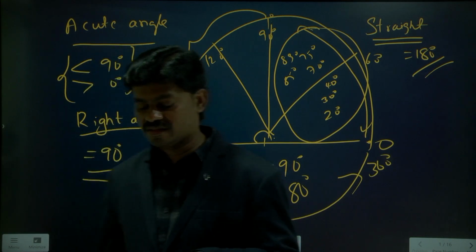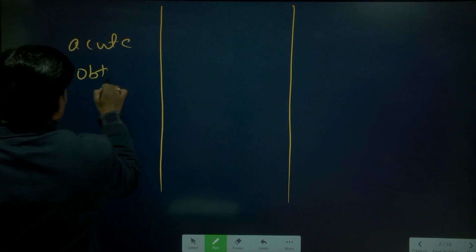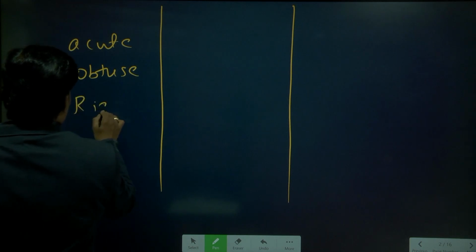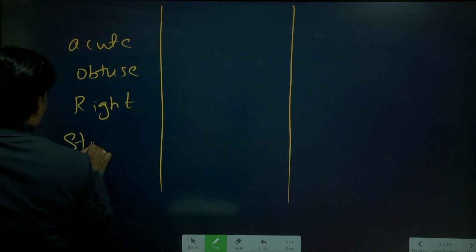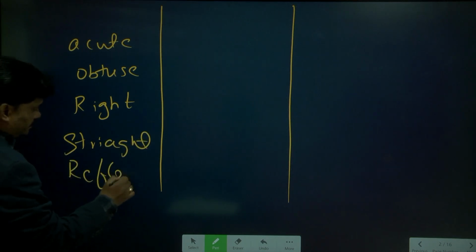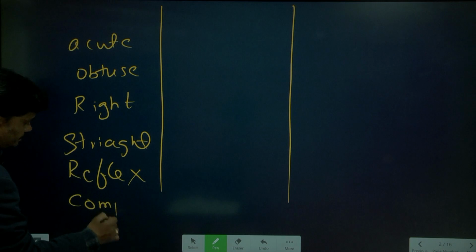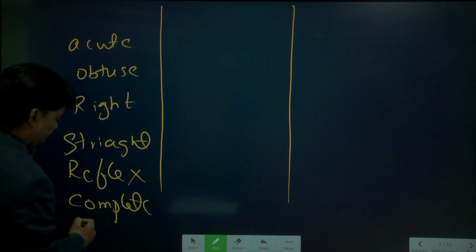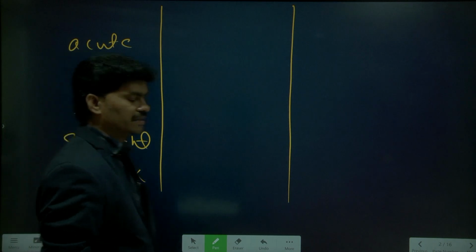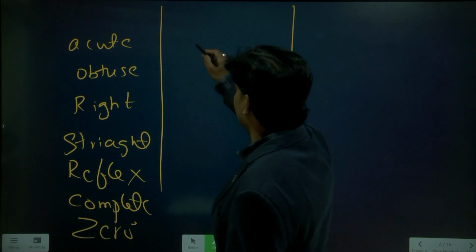Now I will write some angles here. Please classify them. I am writing some angles. Just divide them: which are acute, obtuse, right, straight angle. Next, reflex, obtuse reflex, complete. Next, zero. Okay, I am writing some angles. Please classify them within 5 minutes. Just take 5 minutes.